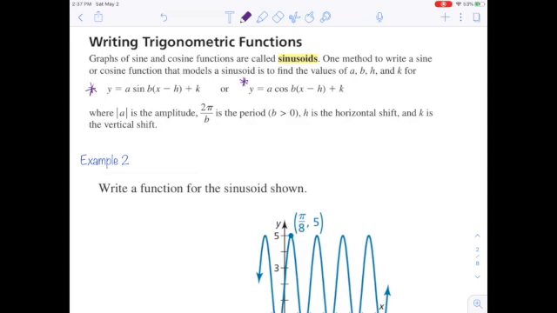These are as ugly forms as they can get. You know, the absolute value of a is the amplitude. You've got your period is 2 pi over b, as long as b is greater than 0. And h is a horizontal shift, and k is a vertical shift.